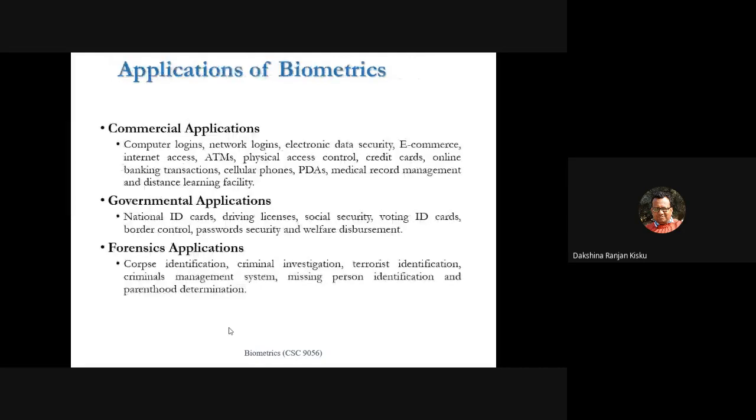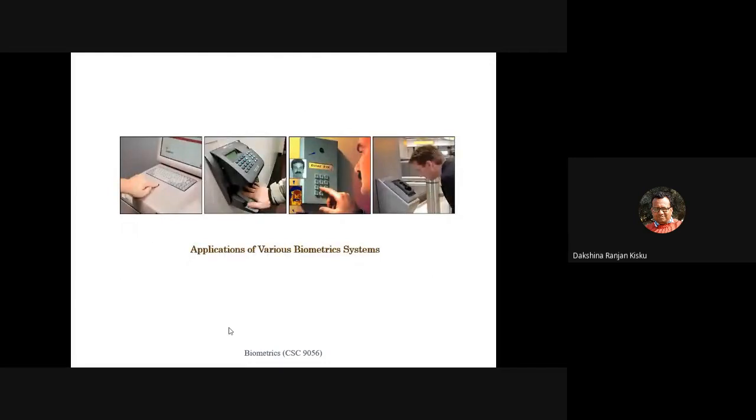Now, what are the different applications of biometric systems? We can have commercial applications, government applications, and forensic applications. There are lots of applications of biometric systems. Here you can see some examples of biometric systems used in different situations. We can use them in ATMs, for authentication, in airports, in railway stations, in high security zones, and also to log into our computer systems.